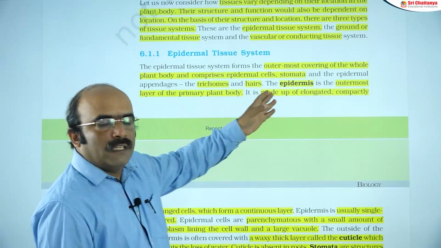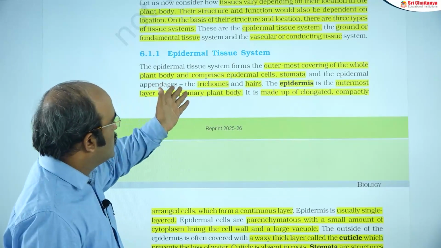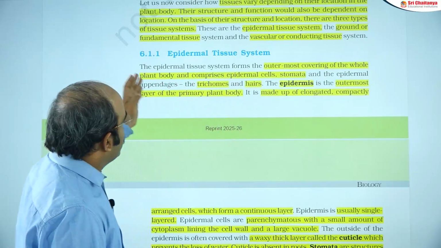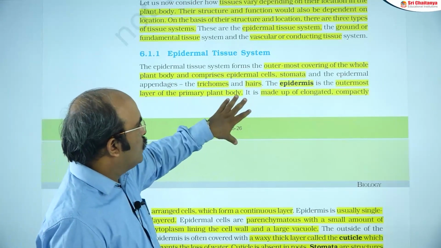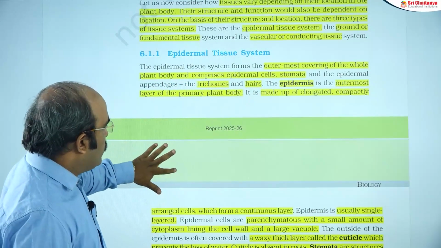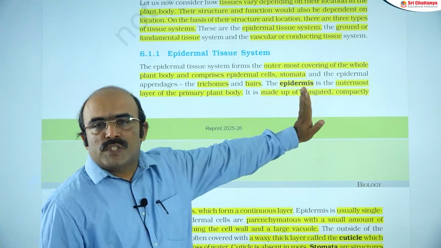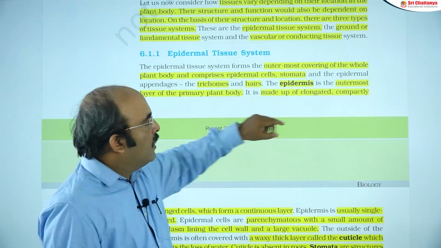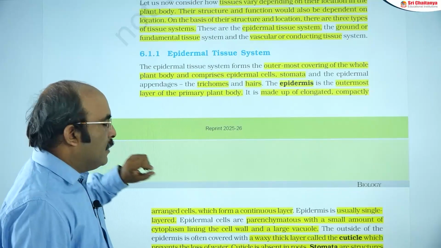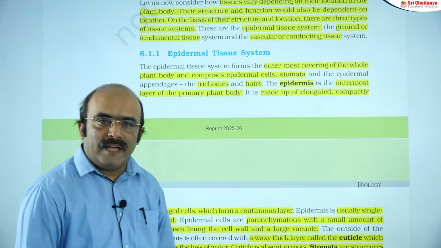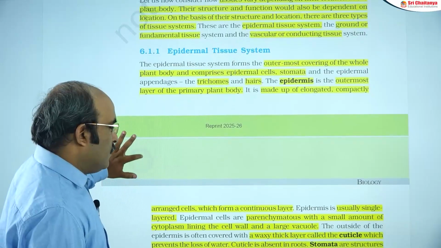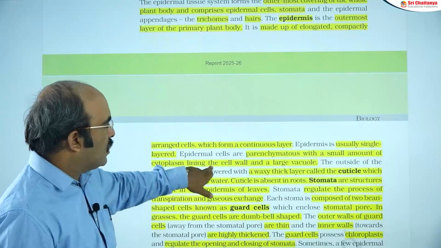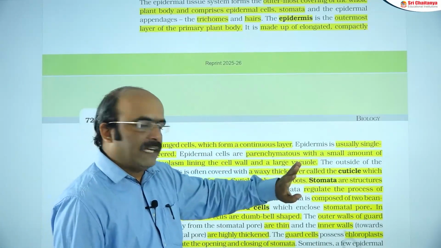You can observe that it comprises epidermal cells, stomata, and epidermal appendages like trichomes and hairs; even the cuticle is also present. Now epidermis is generally the outermost covering of the plant body, and here you will observe that the epidermal cells are generally parenchymatous, generally single layered, and typically have a small amount of cytoplasm and also a vacuole.